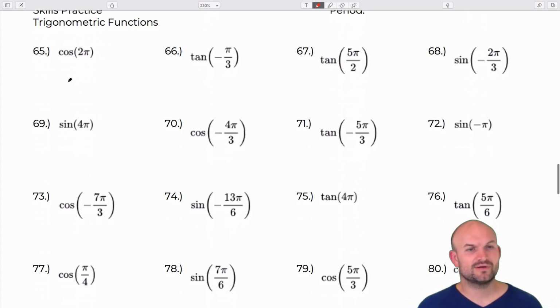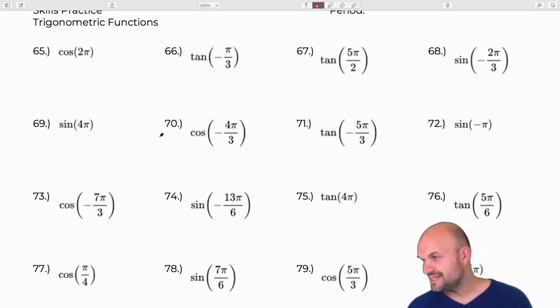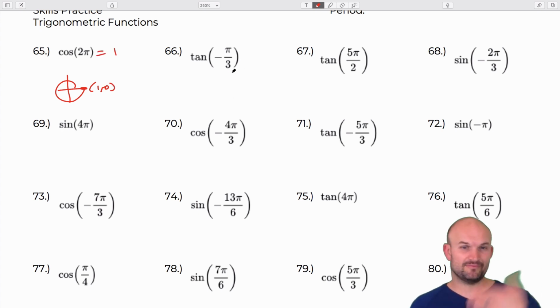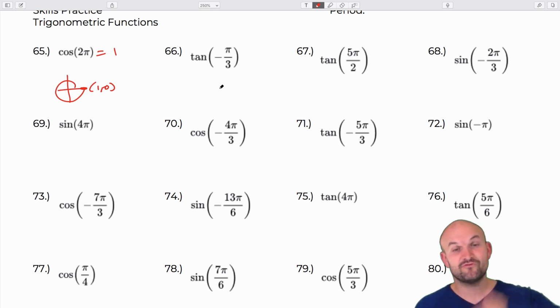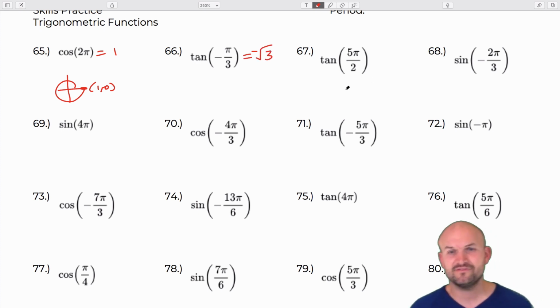2 pi. So again, I didn't even get this far making my key. I'm pretty proud of myself. And I still got time. All right, so 2 pi is right there. So that's the coordinate point 1, 0. So the cosine is just equal to 1. Negative pi over 3 has a reference angle pi over 3. But again, it's in the fourth quadrant, right? So therefore, tangent's going to be negative. So that would just be square root of 3, but that's a negative.